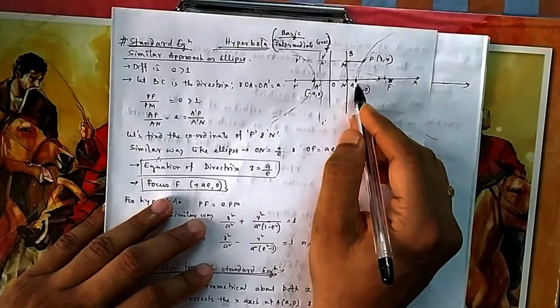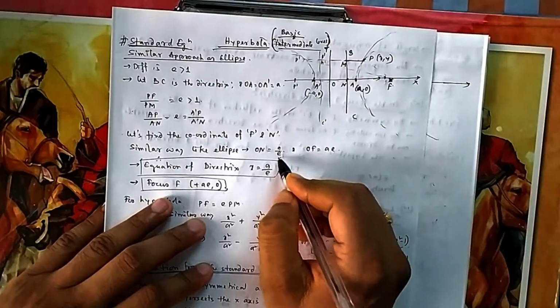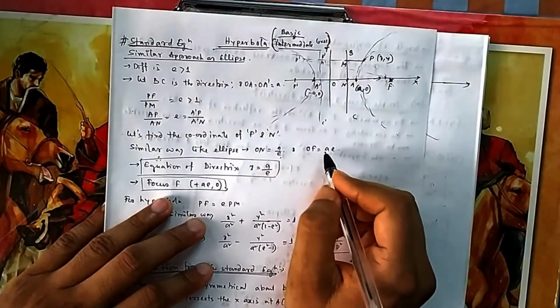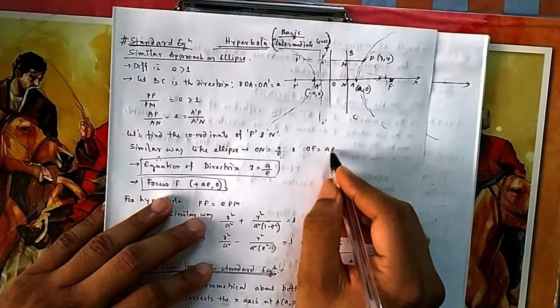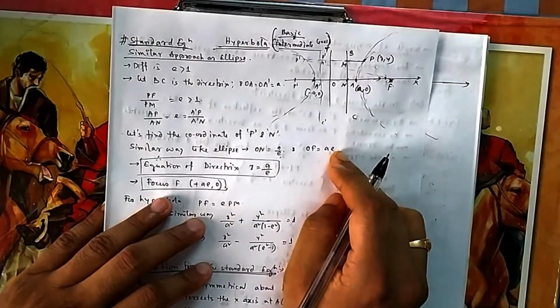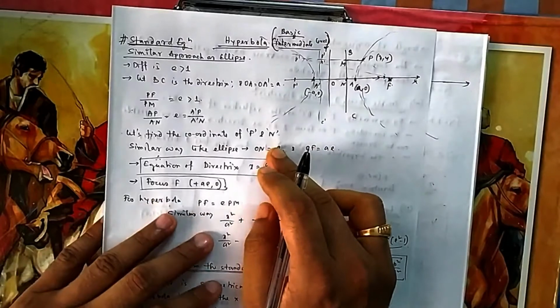But why is the directrix coming before the focus? Because E is now greater than 1, so this value will be smaller and this one higher. In the case of the ellipse, the focus was coming first and the directrix later, because E was smaller, so this value was smaller and this value was higher.